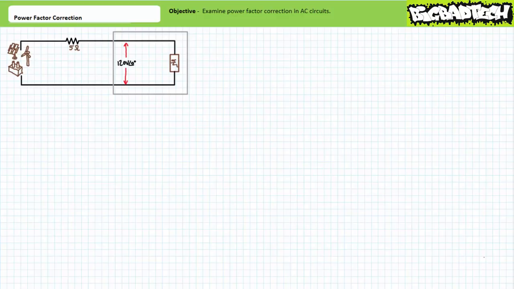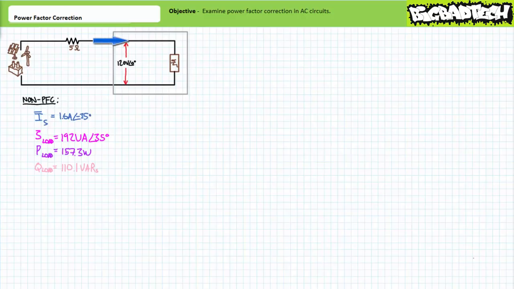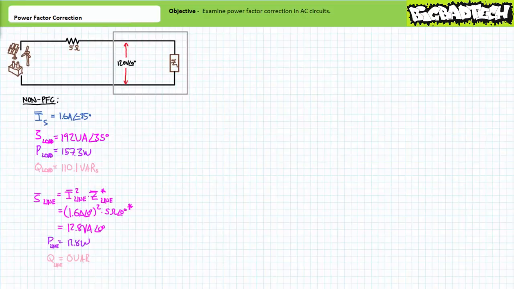Using this expanded perspective, let's compare and contrast our original unmodified non-power factor corrected circuit with that of our power factor corrected system. For our original non-power factor corrected circuit, we're aware that the electrical load draws 1.6 amps of current at an angle of negative 35 degrees. This also implies that the 5-ohm transmission line also carries 1.6 amps of current at an angle of negative 35 degrees. Because we know the transmission line is assumed to be purely resistive, we know current will be in phase with the voltage across it.